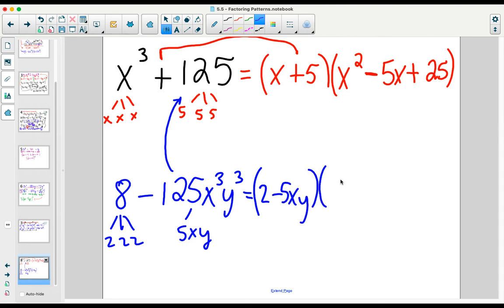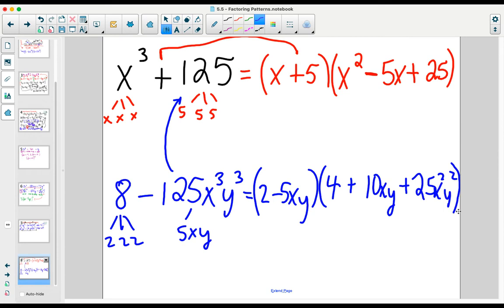Our second parentheses, we'll square the first term. We'll square the last term. The middle term is the two of them multiplied together, so that's 10xy. And we're going to have plus signs in both of the spaces here.